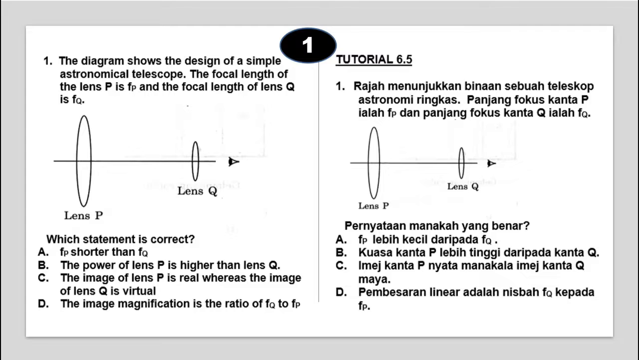The diagram shows the design of a simple astronomical telescope. The focal length of lens P is FP. Okay, so you have to determine lens P and lens Q, which is the objective. As you know, the lens that's near to our eyes will be the eyepiece. Okay, this is the eyepiece lens. Then this is the objective lens.